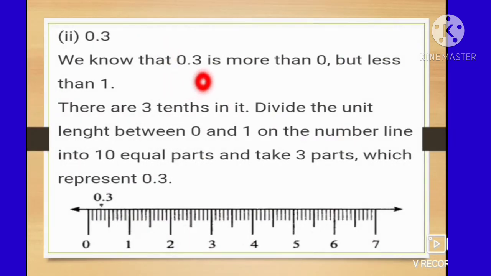0.3. We know that 0.3 is more than 0 but less than 1 and also less than 0.5. There are 3 tenths in it. So divide the length between 0 and 1 on the number line into 10 equal parts and take 3 parts, which represent 0.3. So 0.1, 0.2, 0.3. So 0.3 lies here.